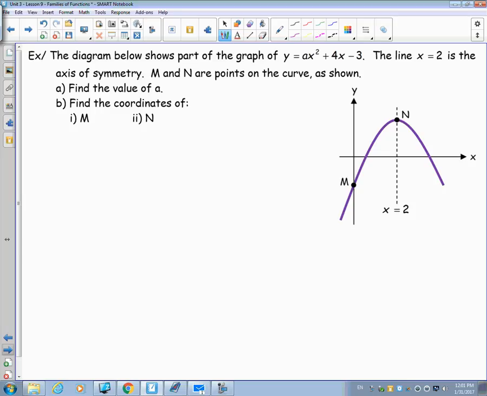The diagram below shows part of the graph of this quadratic. The line x equals 2 is the axis of symmetry. Okay. M and N are points on the curve as shown. Find the value of a.